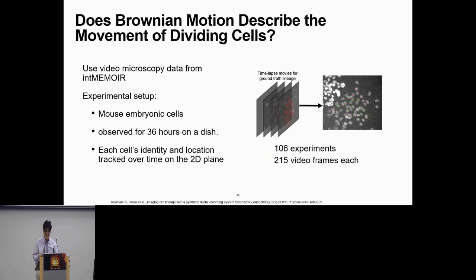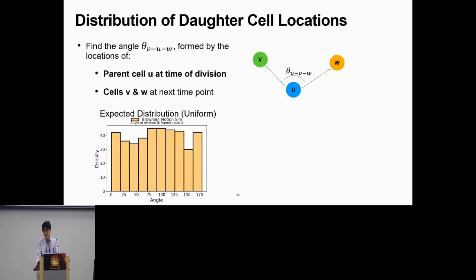So a natural question when presented with this Brownian motion model is that it's mathematically valid, but does it actually describe the movement of dividing cells? And to answer this question, we can turn to video microscopy data. And so luckily for us, It Memoir, one of these spatial lineage tracing technologies, provides some validation of their method using video microscopy. And we can turn to this data set to try to answer our question about if dividing cells behave in a Brownian motion manner. And so in their experimental setup, have mouse embryonic cells dividing on a dish for 36 hours while tracking each cell's identity and location.